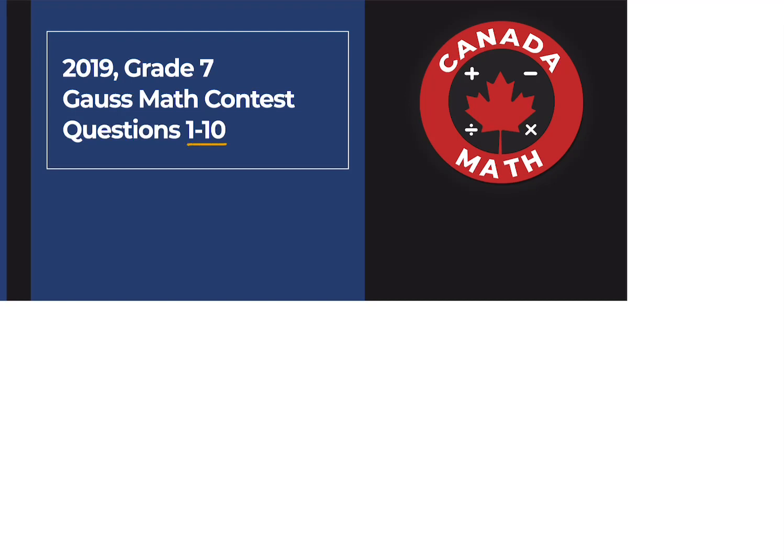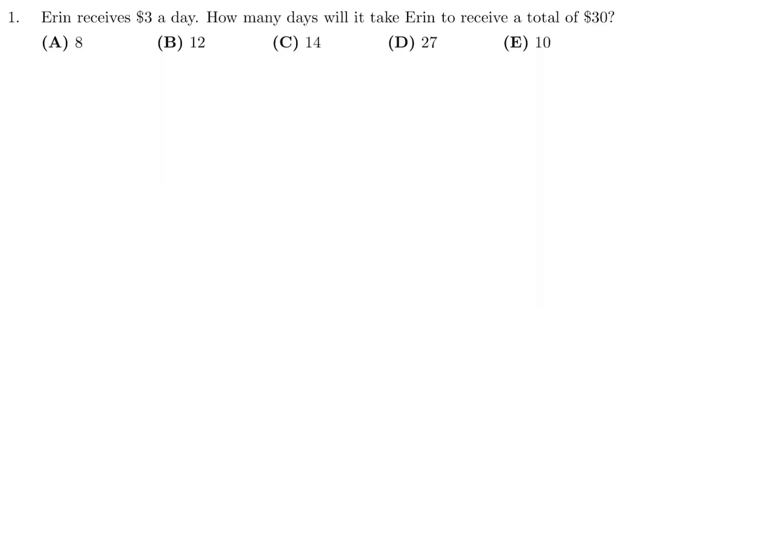Questions 1 through 10 on the 2019 Grade 7 Gauss Math Contest. Aaron receives $3 a day. How many days will it take Aaron to receive a total of $30? Take $30, divide by the daily amount, and that will give you the number of days, which is 10. Number 1, the answer is E.